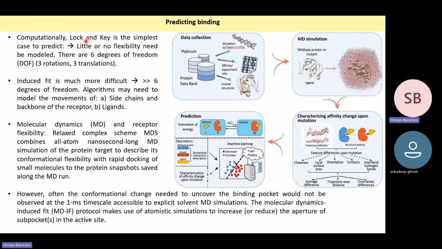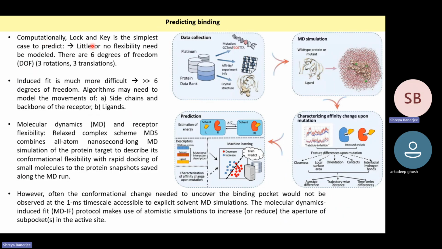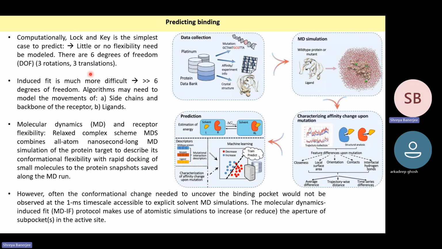So computationally, lock and key is the simplest model to predict, because lock and key is a very rigid model. The enzyme shape is also fixed, substrate shape is also fixed. So there are very little flexibilities there, and there are only 6 degrees of freedom, which is 3 rotations and 3 translations. Comparatively, induced fit is much more difficult to model, because there can be a great number of degrees of freedom, because the enzyme can adjust its shape. That means there is more than 6 degrees of freedom.